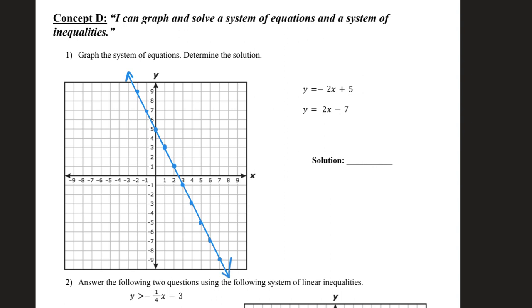Okay, now I'm going to graph my second line. My y-intercept is at -7, and my slope is +2. So 2 over 1, up 2 over 1, up 2 over 1. And I'm going to go ahead and connect that line. So now I'm looking for my point of intersection, and I can clearly see it's right there, and the coordinate to that point is going to be 3, -1.